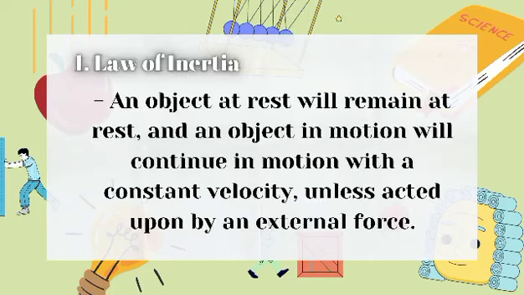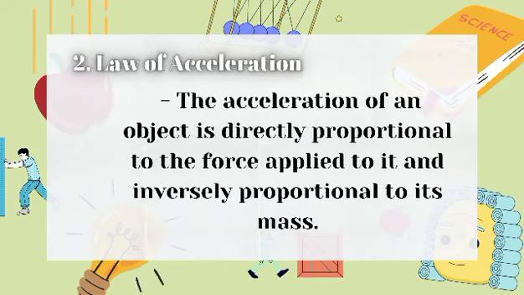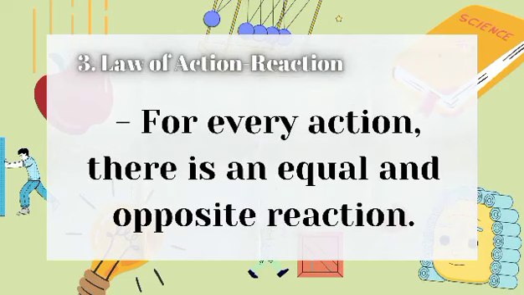Newton's three laws of motion. First of all, the law of inertia. It is: an object at rest will remain at rest, and an object in motion will continue in motion with a constant velocity, unless acted upon by an external force. Followed by the law of acceleration. It is: the acceleration of an object is directly proportional to the force applied to it and inversely proportional to its mass. The final one, the law of action-reaction. It is: for every action, there's an equal and opposite reaction.